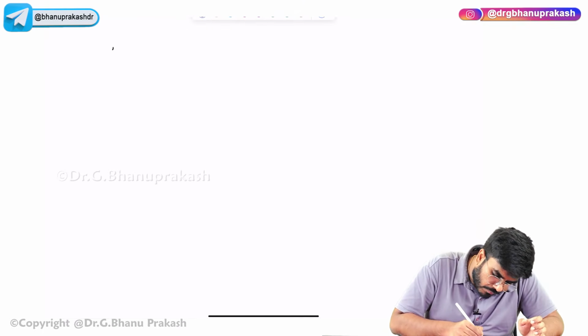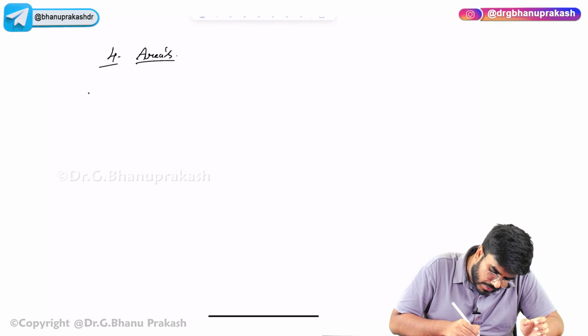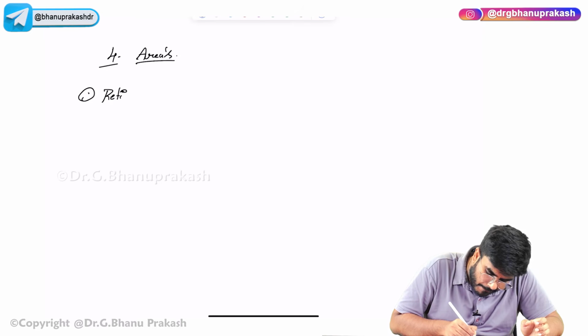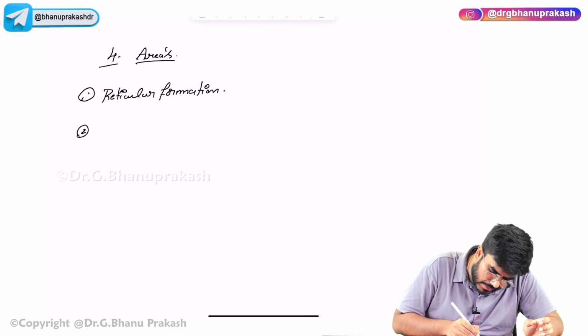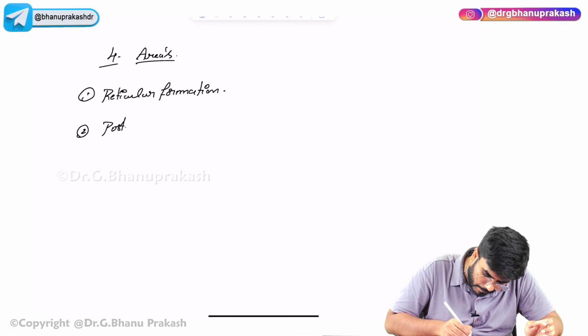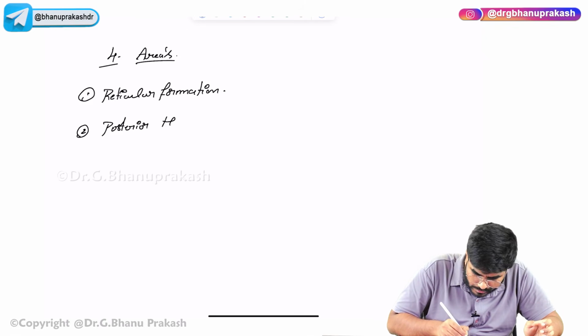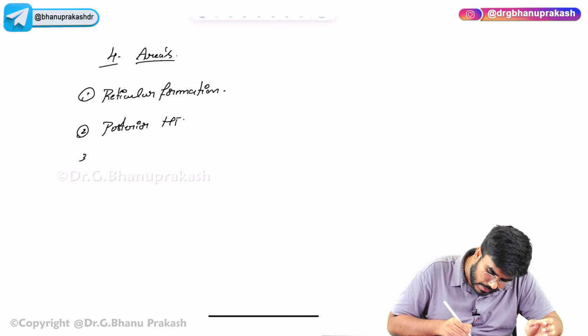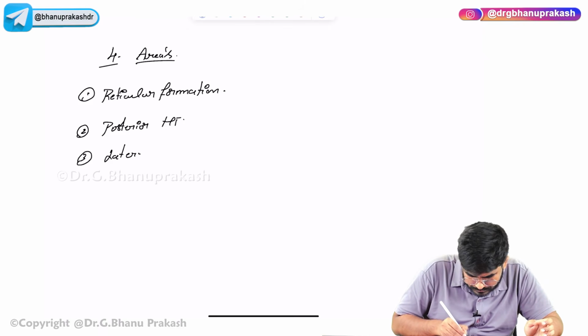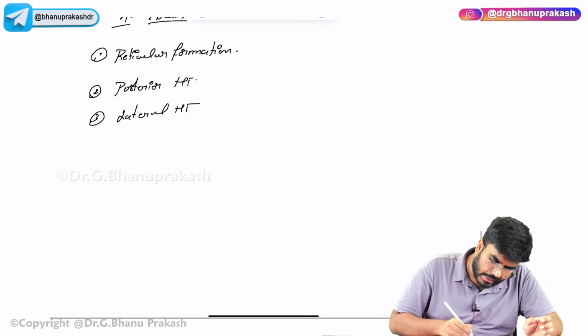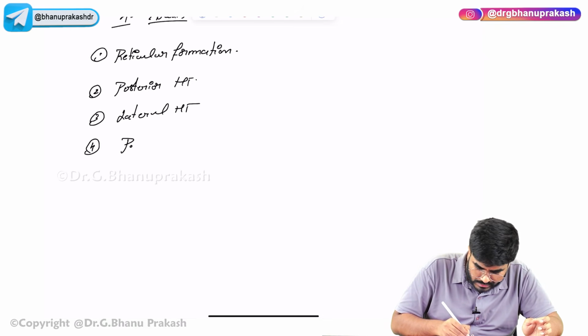Actually, there are 4 areas. Let me write here. One is the reticular formation. Next area is the posterior hypothalamus, the posterior hypothalamic nuclei, and the lateral hypothalamus, and the fourth one, the Raphe nucleus.